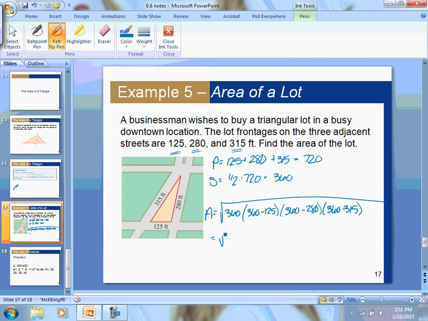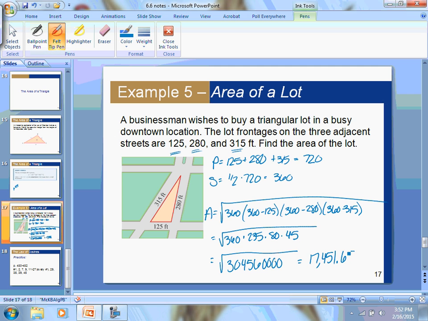If you want me to simplify those numbers, I can. It's 360 times 235 times 80 times 45. So you can make sure you did those calculations correctly. If you multiply that all together, you get a huge number. That should be your number. And then when you take the square root of that, you're going to get 17,451.65. And it's going to be feet squared because it's area.